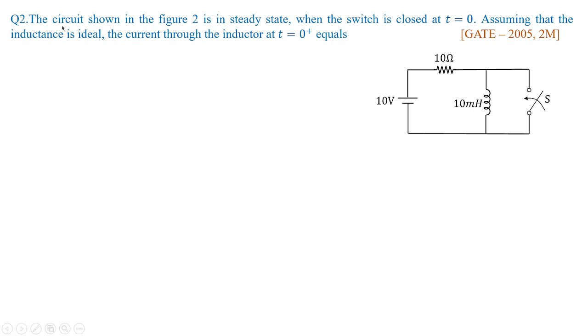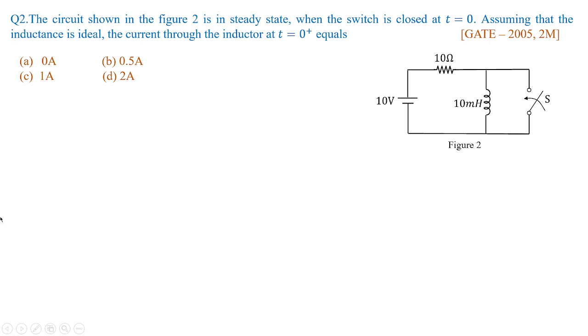You can see in this example, which was asked in GATE 2005, again for 2 marks, the circuit shown in figure 2 is in steady state. Means the switch is open and the circuit has reached its steady state. When the switch is closed at t equal to 0, assuming that the inductance is ideal, the current through the inductor at t equal to 0 plus equals what? The options are 0 ampere, 0.5 ampere, 1 ampere, and 2 ampere.